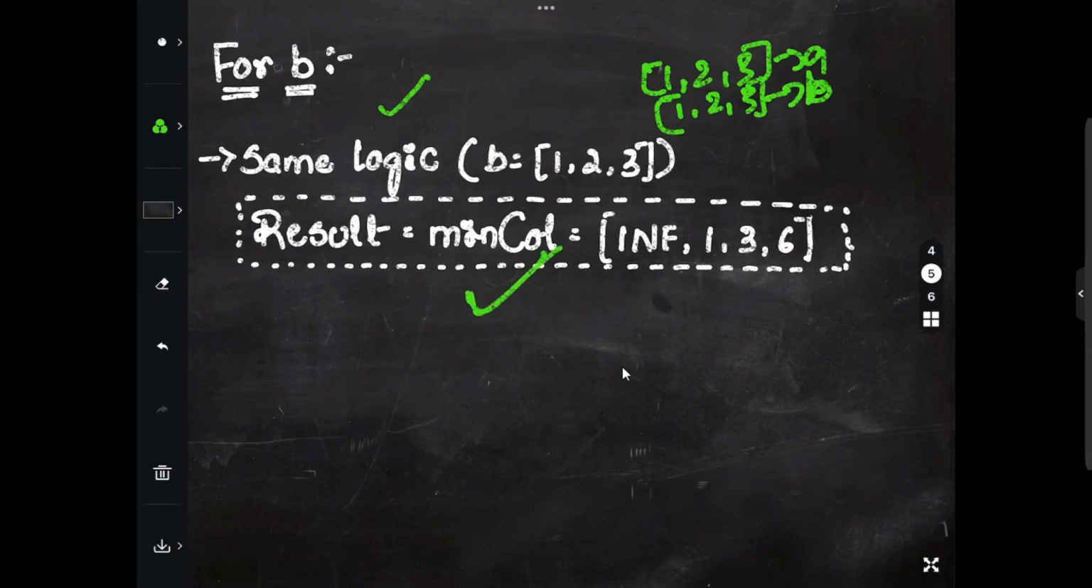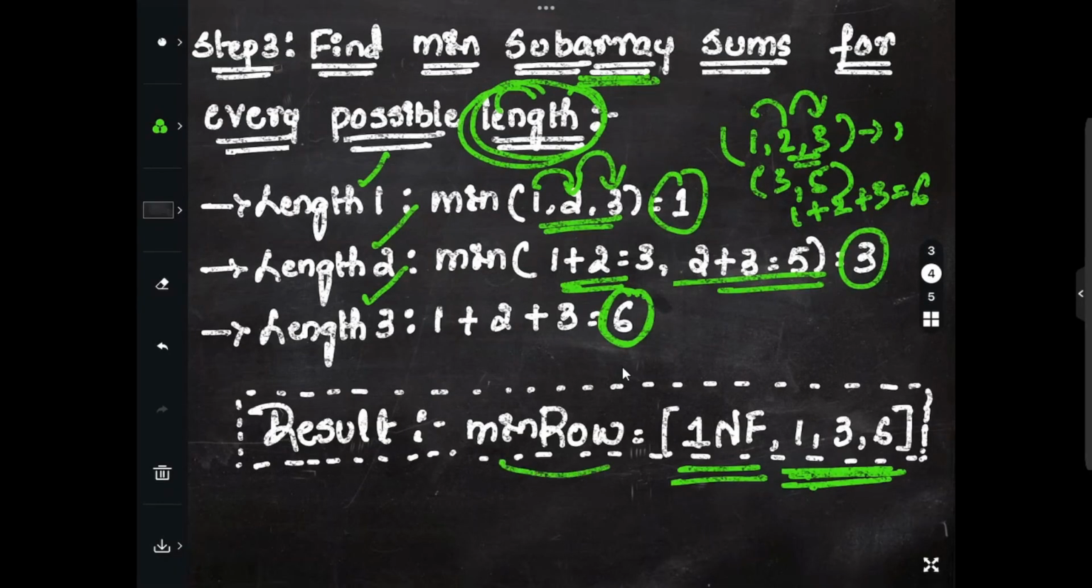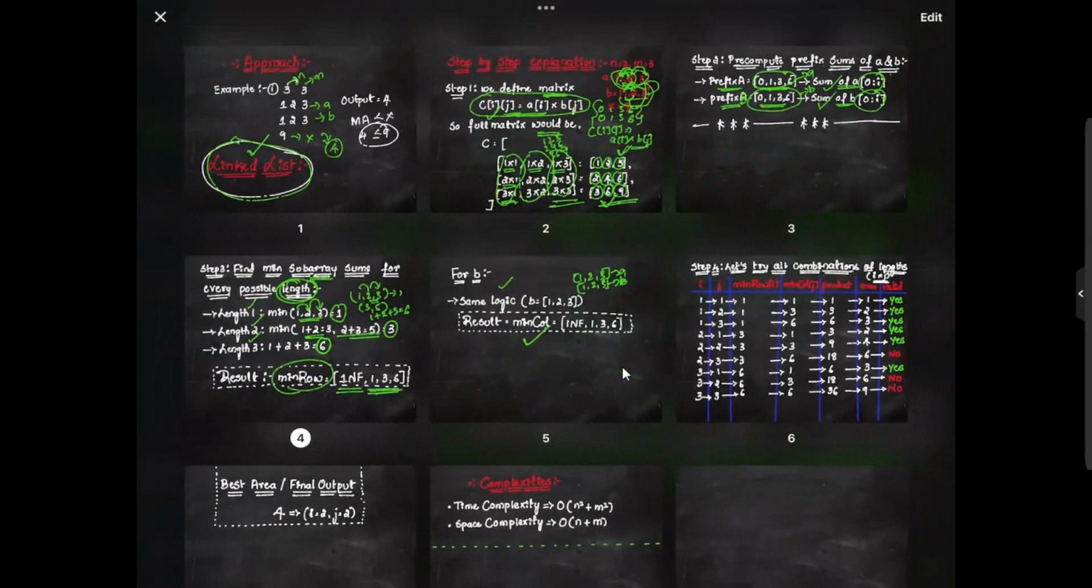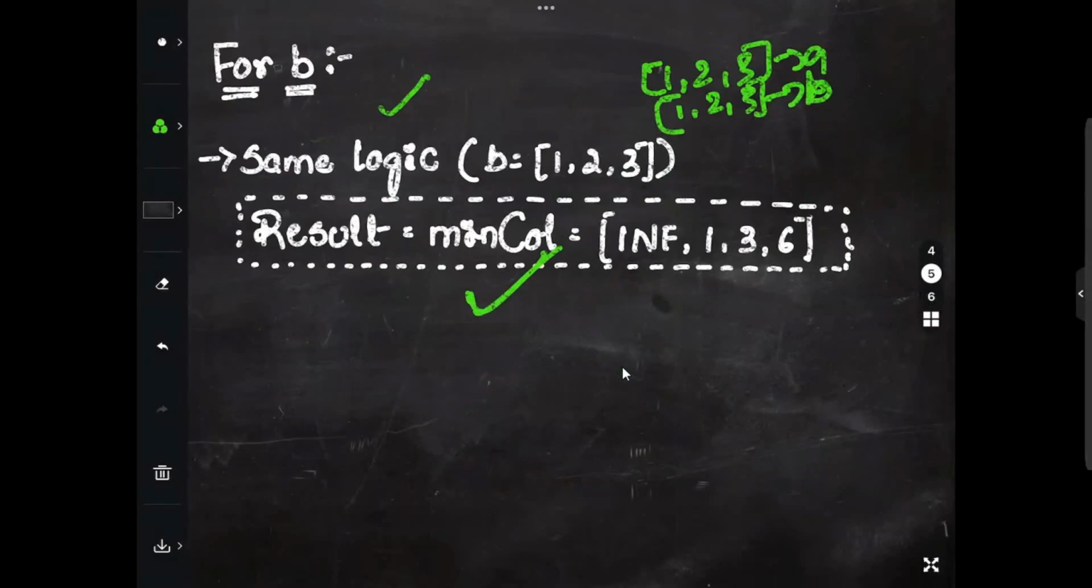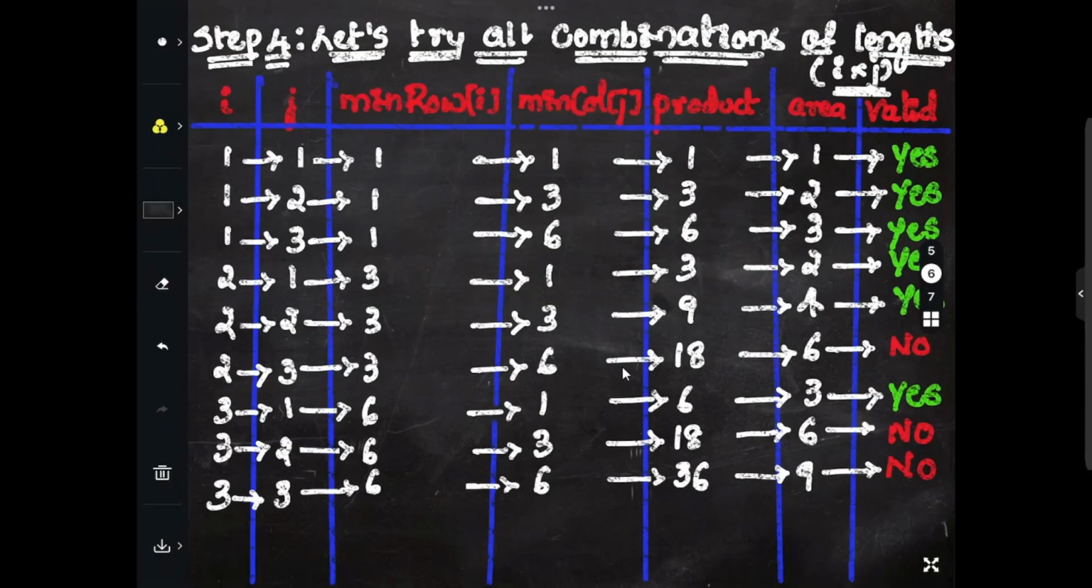We will get the same thing for the row and column. So this is for the min row, and this is for the min column. This is also 1 NF. This you can consider 1, 3, 6. 1 NF will be put at the beginning, right? 1 NF 1, 3, 6. This is for the row and column.